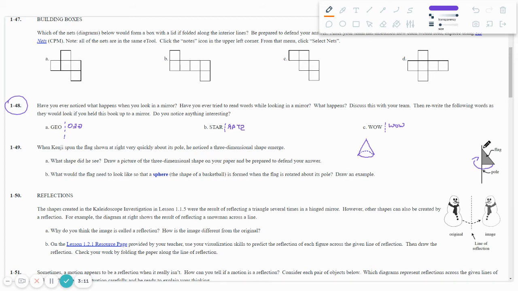Now for part B, it's saying, what would the flag need to look like so that a sphere, like the shape of a basketball, is formed when the flag is rotated about its pole? So if this is my flagpole here, I need to think, what shape do I need to make a sphere? Now keep in mind, a sphere is just a shape that's made up of multiple circles. So we have to think of something related to a circle.